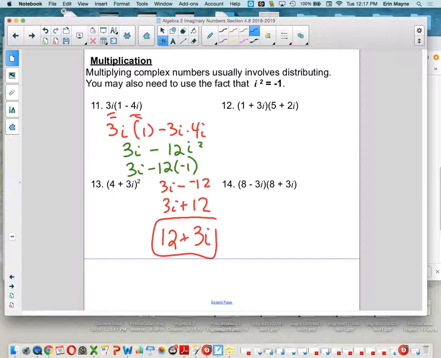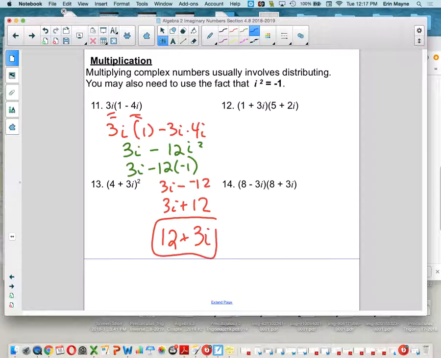Okay, so compare your answers. Did you get an answer for 12? Did you get an answer for 13? Can you distribute the square in number 13? That's a trick question. Can you distribute the square in the 13? No! That hurts my heart.